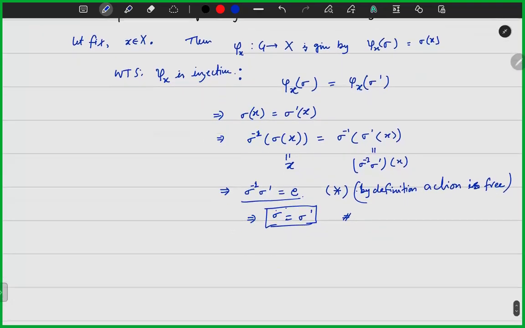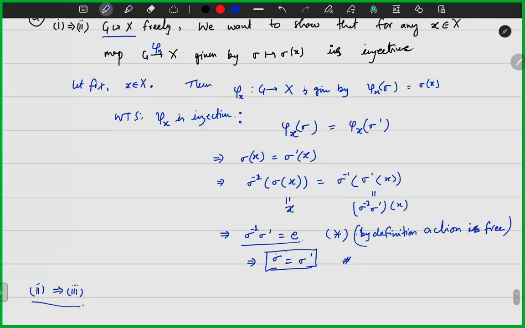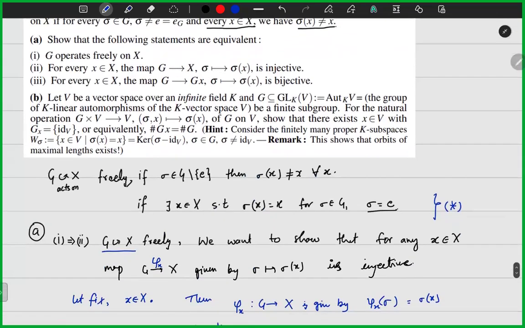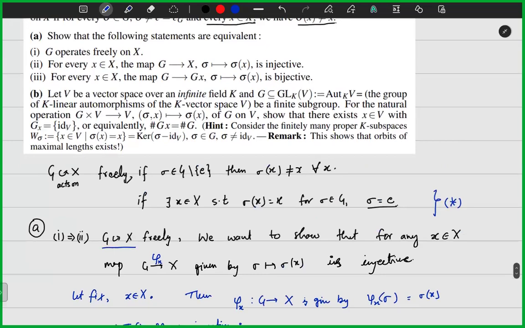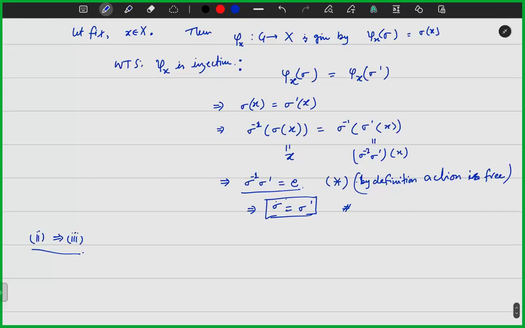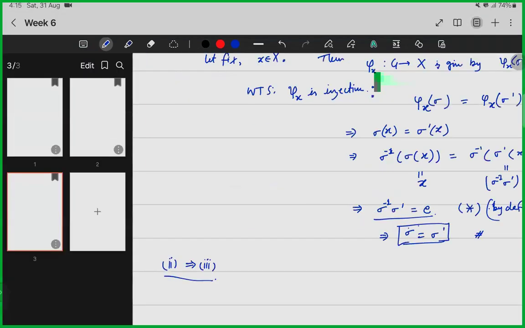Now we'll show 2 implies 3. What we have to show is that for any x, the map from G to Gx, which is the orbit of x, the same map sigma going to sigma x, is bijective. Let me first add more pages to my slide.